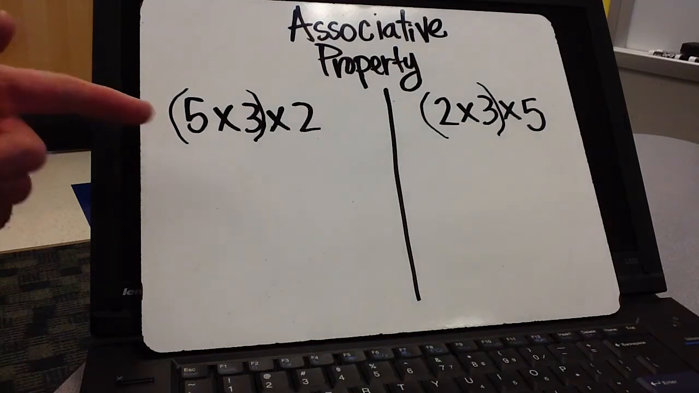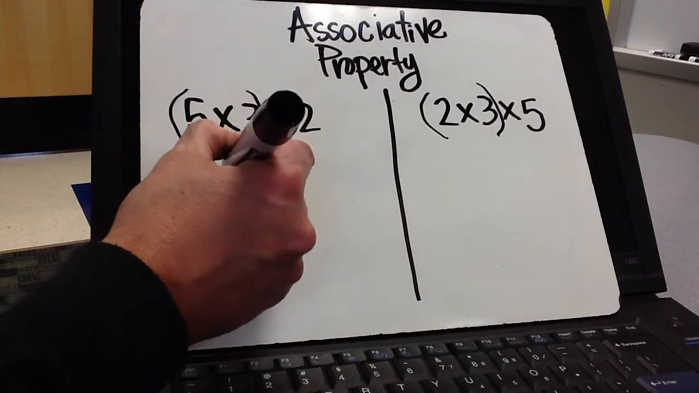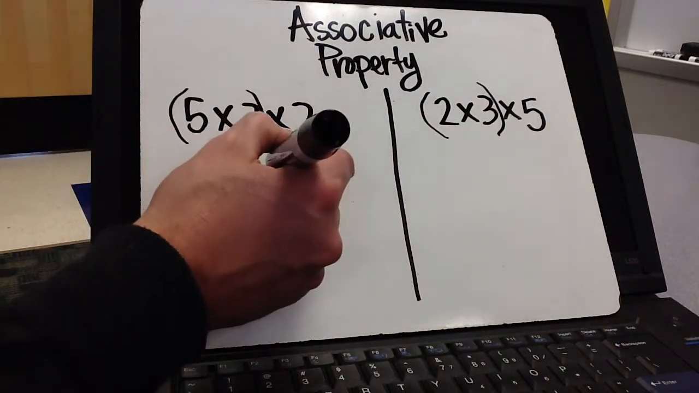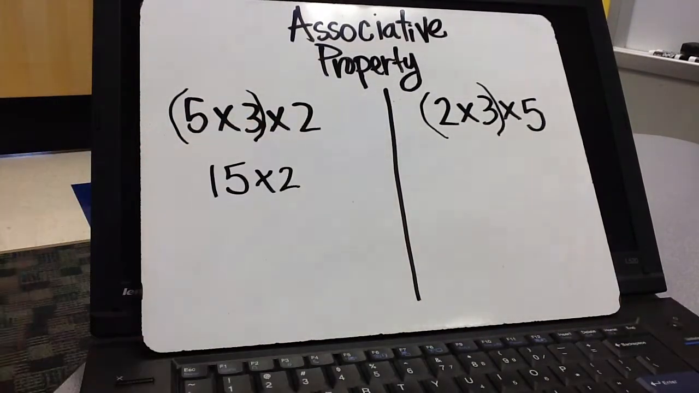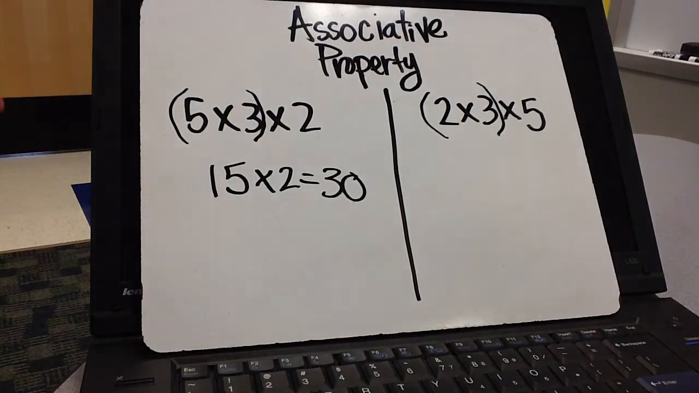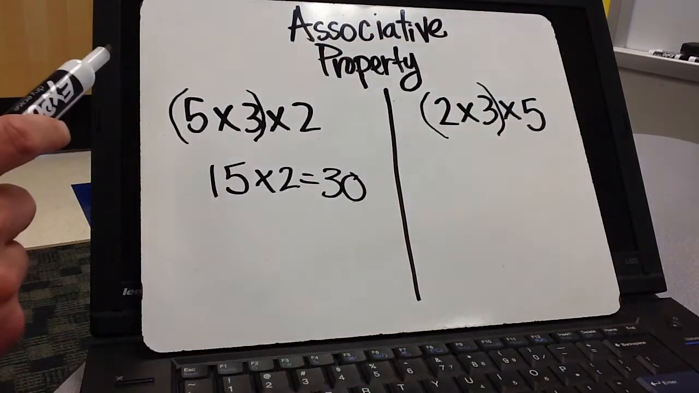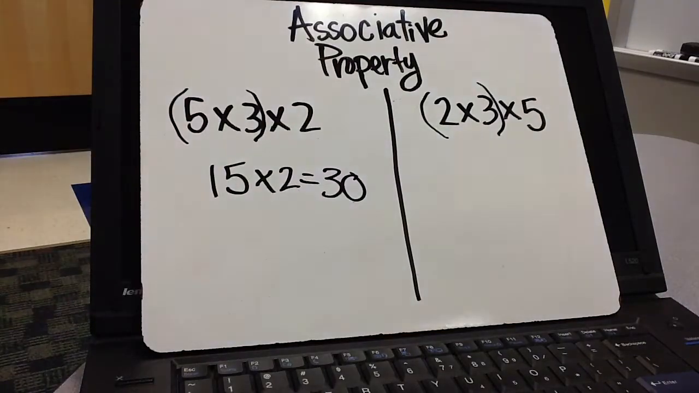So let's go ahead and solve this side of the problem. 5 times 3 is 15. I still have to multiply that 15 times 2. 15 times 2 is 30. So I get the product of 30. Now, if the associative property is correct, the product on this side with this equation will also be 30.